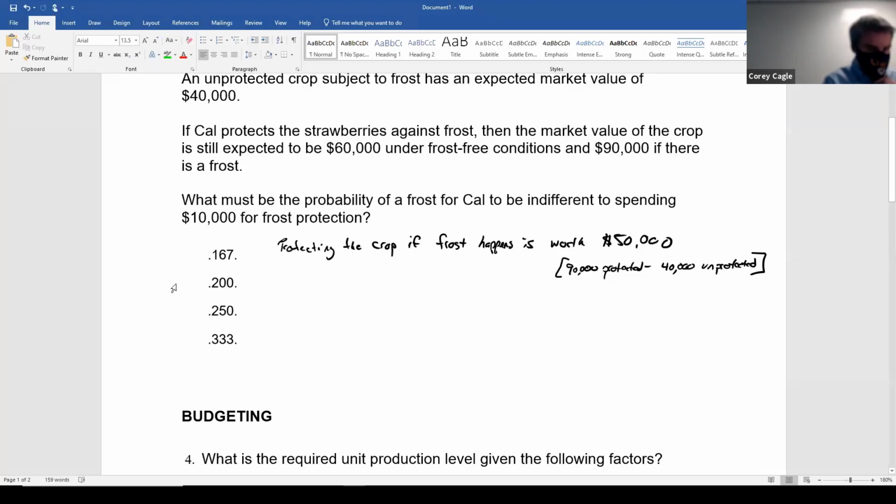Let's say there was a 100% chance of frost happening. This would absolutely be worth $50,000, right? 50,000 times 100% chance that it would happen, right? If there was a 50-50 chance, this would be worth $25,000, right? 50,000 times 25%. I'm sorry, 50%.